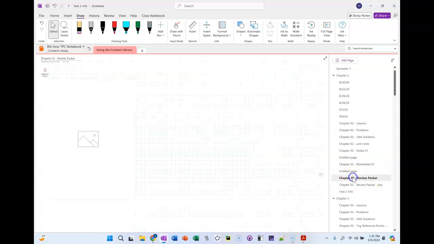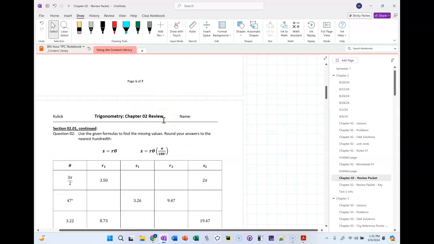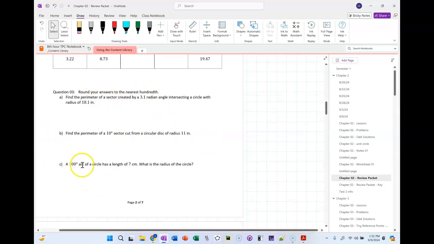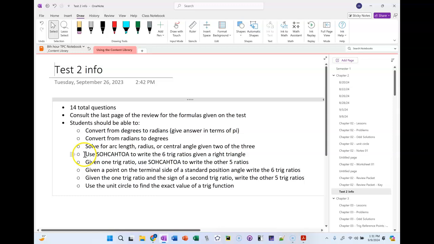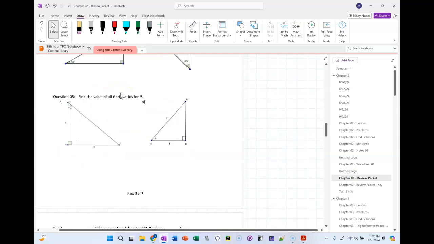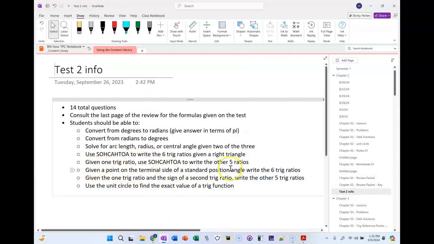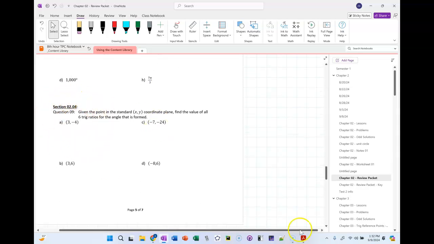If I'm looking at the review packet, question 1 is just converting, right? Question 2 is arc length, and so is question 3, both arc length formula questions. You should be able to use SOHCAHTOA to write the 6 trig ratios given a right triangle. That looks a lot like questions 4 and 5. Given a point on the terminal side of a standard position angle, write the 6 trig functions. That looks a lot like question 9.